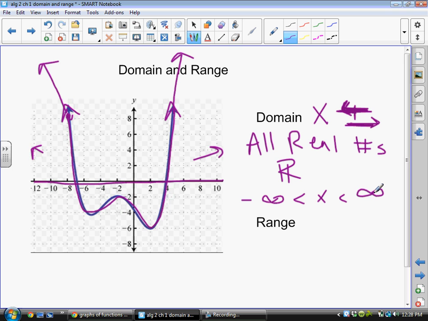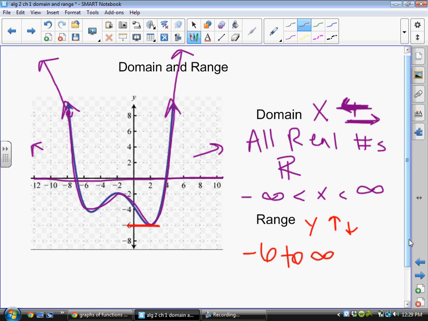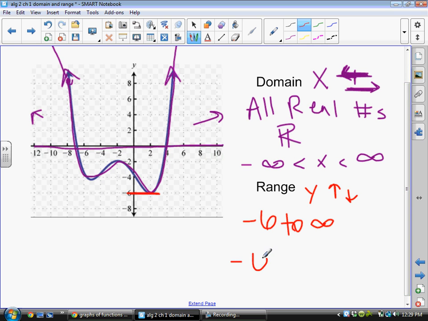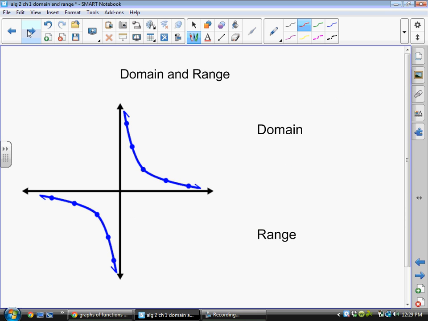Now the range is the y values, which is up and down. So let's look at our lowest value, which is right here. That's the lowest part on our curve, which is at -6. And it keeps going up and up forever and ever. So I'm going to say to infinity. Now if I use the inequality notation, I have the smaller number less than the variable y, less than the larger number. So I can include the -6 because my graph hits -6. But again, I cannot ever reach positive or negative infinity, so I'm not going to have the symbol underneath that one. Okay, so let's look at one more example of domain and range.